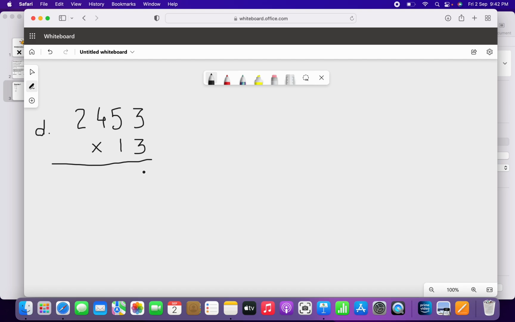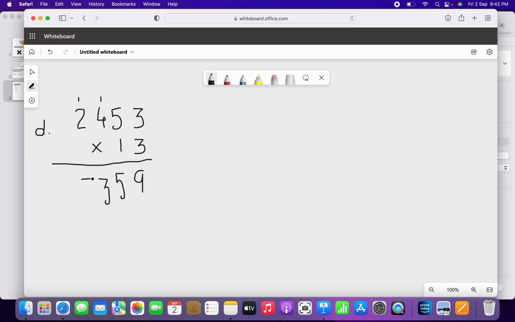3 times 3 is 9. 3 times 5 is 15. So you write 5 in the tens place and carry over 1 to the hundreds. 3 times 4 is 12. 12 plus 1 is 13. You write 3 in the hundreds place and carry over 1. 3 times 2 is 6. 6 plus 1 is 7.